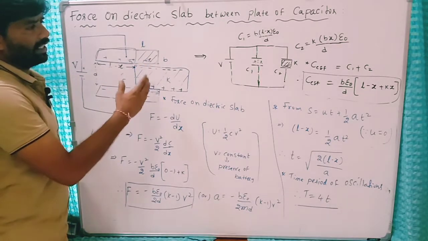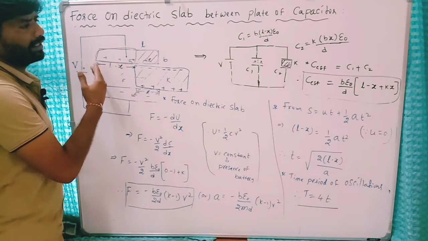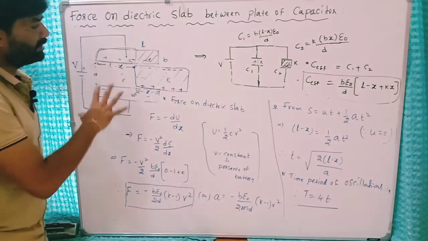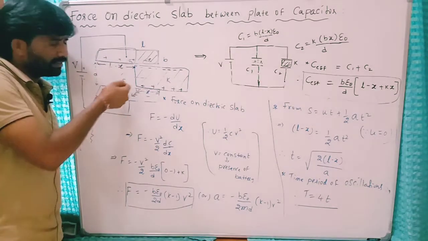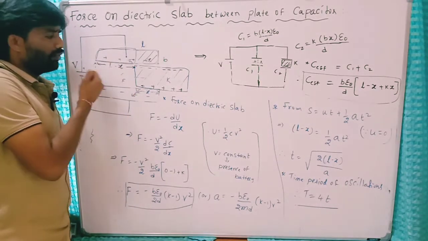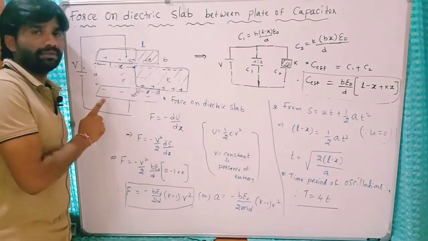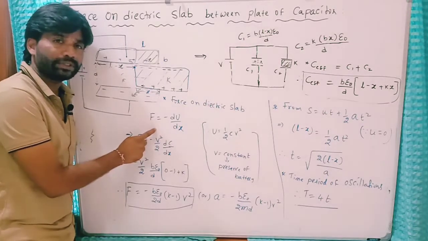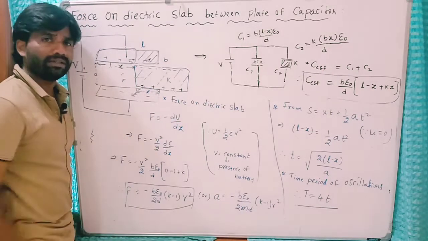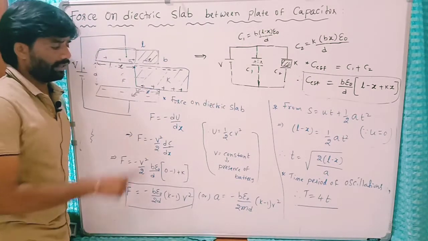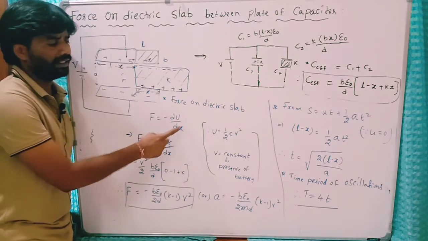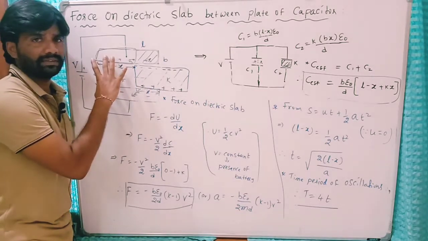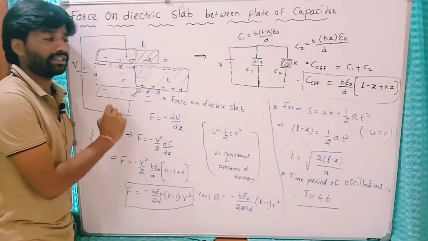So as this dielectric material enters into this plate, that capacitance gradually increases and the energy of this capacitor will change because of this force. Now the relation between the force and the energy of the capacitor is given by this. This is the conservative force which can change the potential energy of the system. F equals minus dU by dx. This U is the electrostatic potential energy of the capacitor.